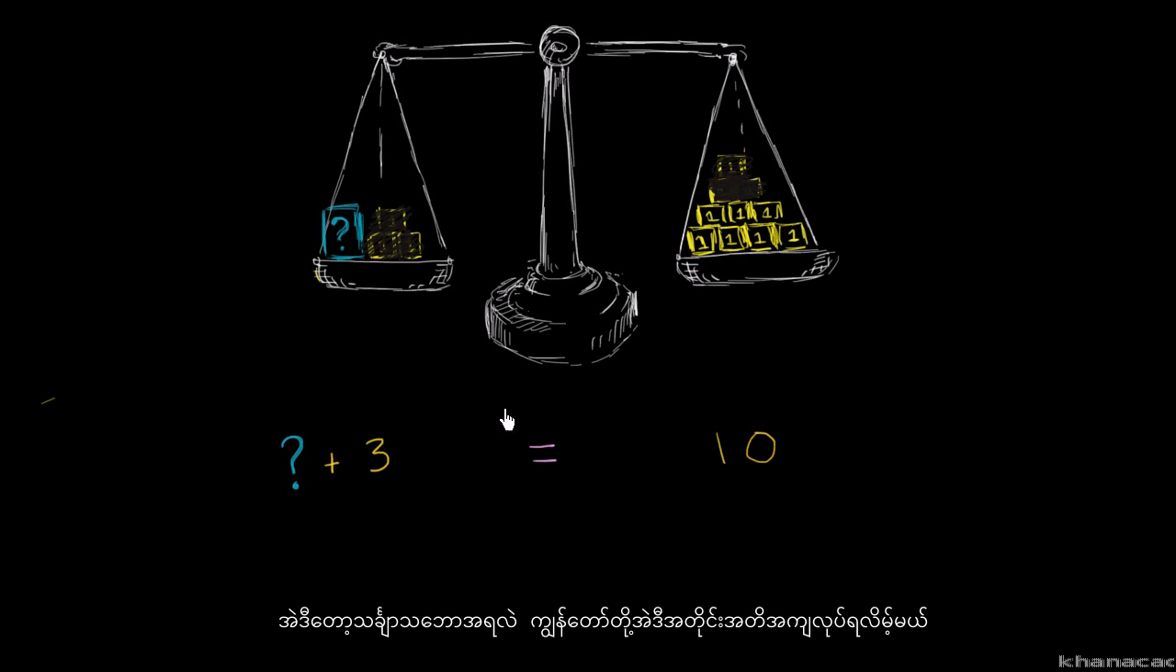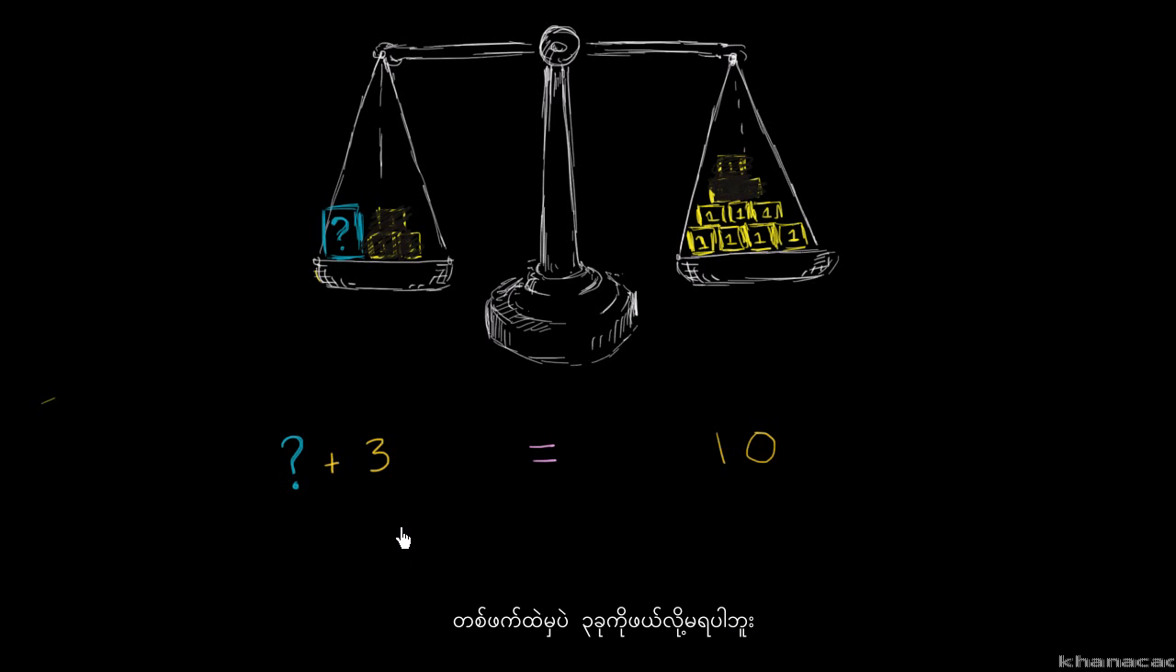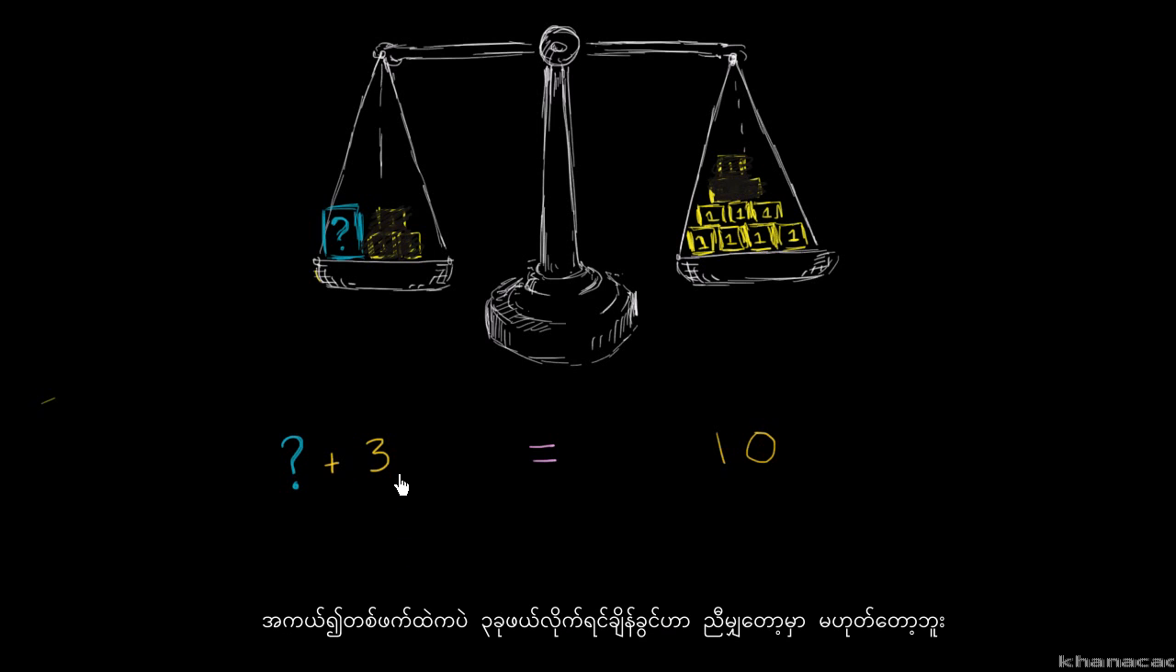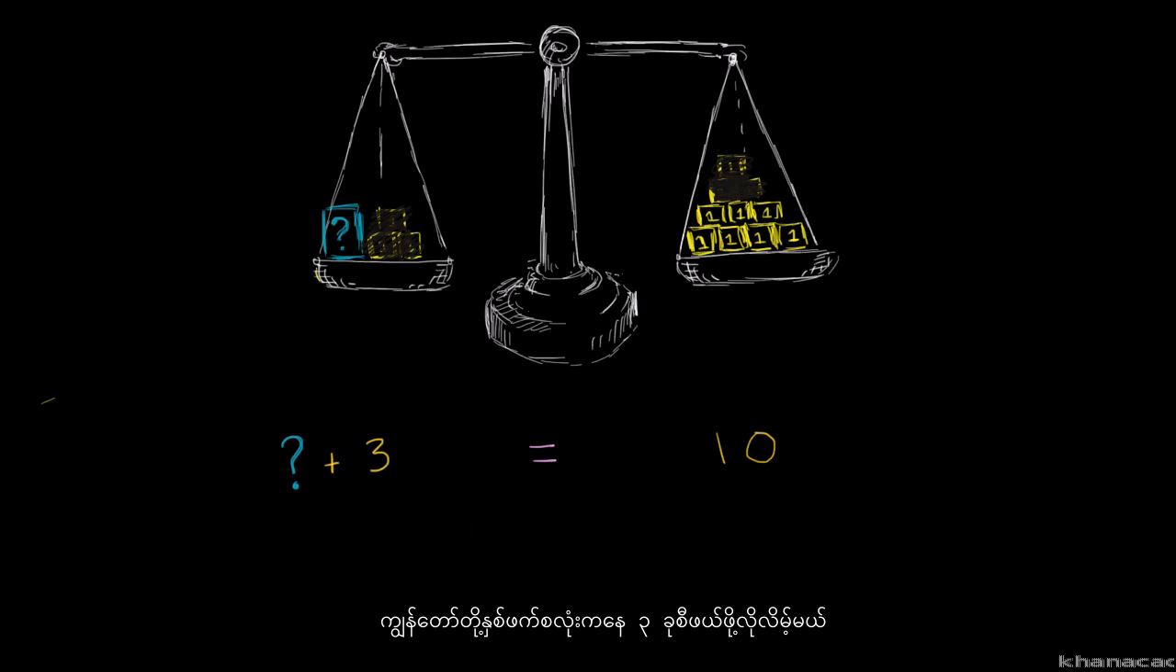So mathematically, we'll do the exact same thing over here. We will remove 3, not from one side. If we remove 3 from one side, then it wouldn't be equal anymore. We need to remove 3 from both sides. So we need to subtract 3 from both sides of this equation in order to keep the scale balanced. So on the left-hand side, what are we left with?